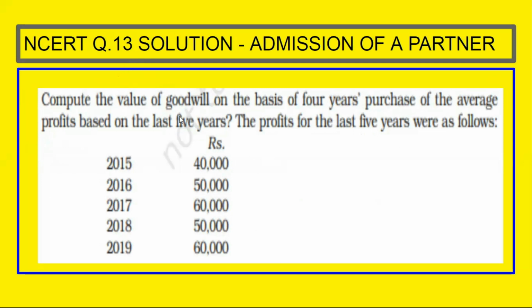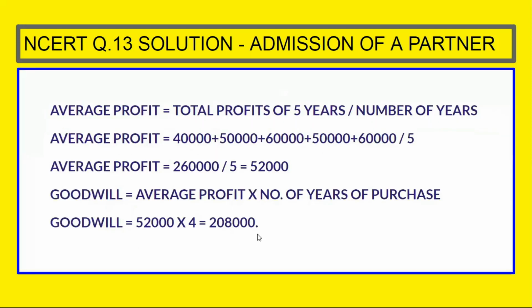As you all know, goodwill can be calculated following average profit, super profit, capitalization of profit. So this method is here in this question. The question details are: compute the value of goodwill on the basis of 4 years purchase of average profit based on the last 5 years. Last 5 years profit is given and goodwill has to be calculated based on the purchase of 4 years average profit. The profit for the last 5 years: 2015 it is 40,000, 2016 50,000, 2017 60,000, 2018 50,000, 2019 60,000. So this is the question.